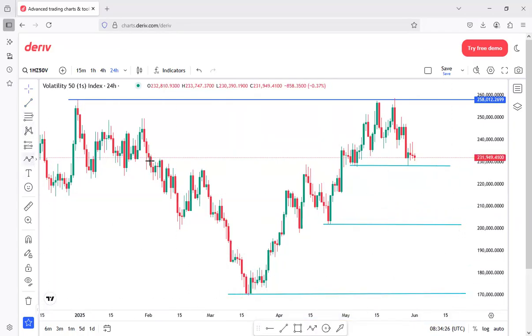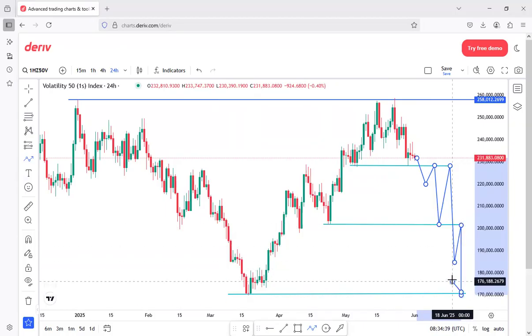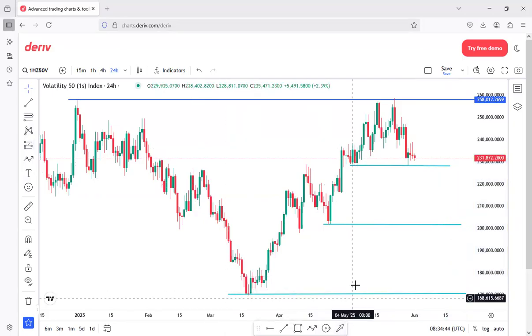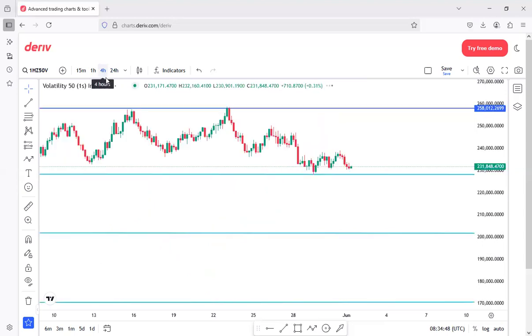So price does this: boom, break, retrace, come back down again, hit back, try to make a retracement, and then went back down, break, retrace, and then this is it, come back to this particular zone. So this is actually our price movement. Price moves in structures. So we'll go down to the 4 hours time frame to actually see what price is doing.